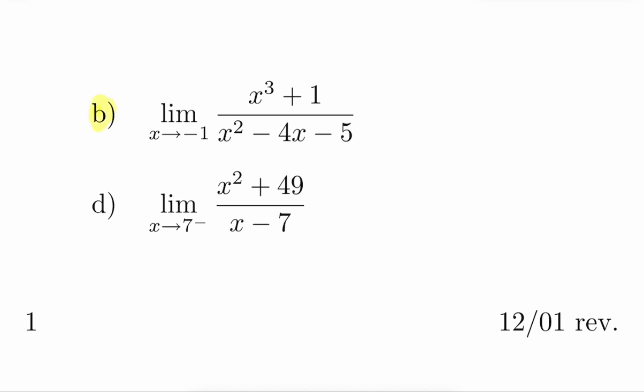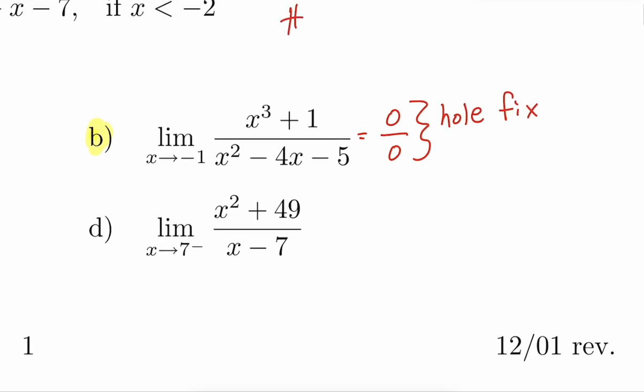Remember, we always try direct substitution and hope for the best. If you try direct substitution, you do get, for this particular one, 0 over 0. Now remember, 0 over 0 tells us there is a hole that we have to fix. If we get a number over 0, remember that's a vertical asymptote that we might be getting positive or negative infinity, but 0 over 0, there's just a hole. We can fix that. We can find that removable discontinuity, remove it.